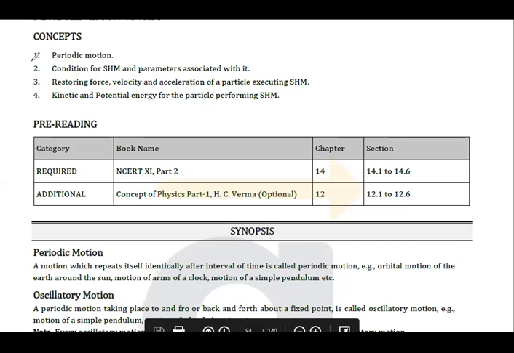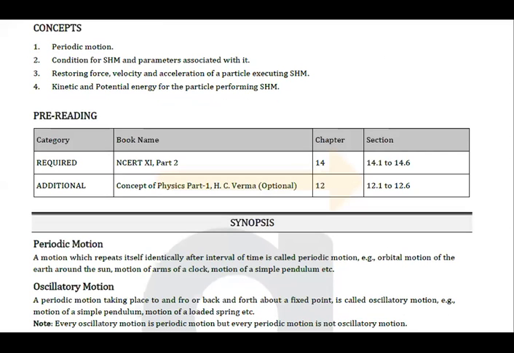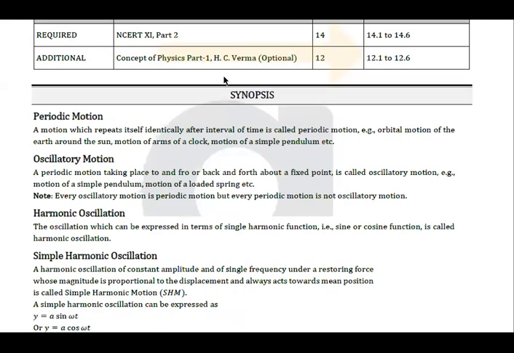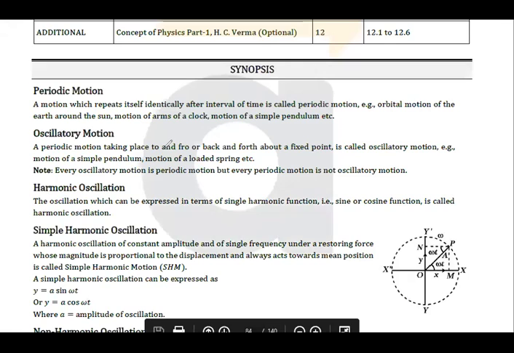The concepts that were covered in this topic were first, the basics of periodic motion, then the condition of SHM, restoring force, the formula of velocity, the formula of acceleration of the particle which is having SHM motion, and then the kinetic energy and potential energy. So these are the topics that we have covered already. I'll revise the concept once again. We have a basic idea about periodic motion, oscillatory motion.